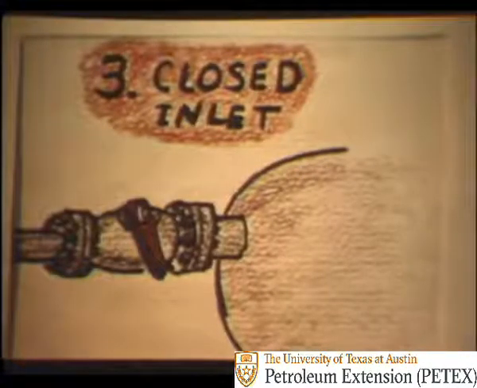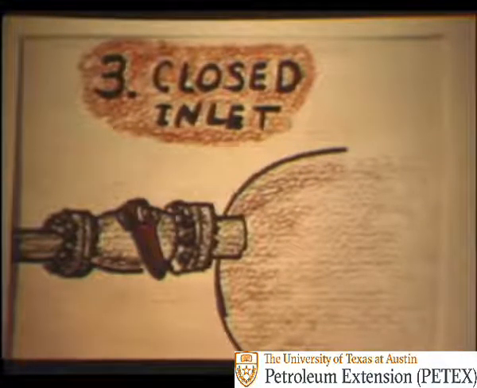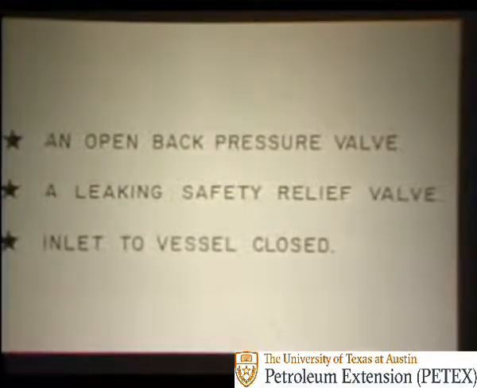The last check for low pressure is to see if the inlet valve to the separator is closed. If it is, make sure the vessel is okay before opening it. So if you have a low pressure condition, check for these causes: an open back pressure valve, a leaking safety relief valve, or see if the inlet to the vessel is closed.